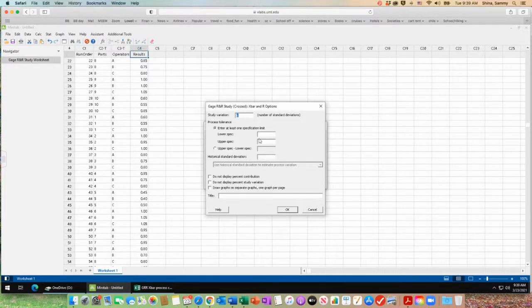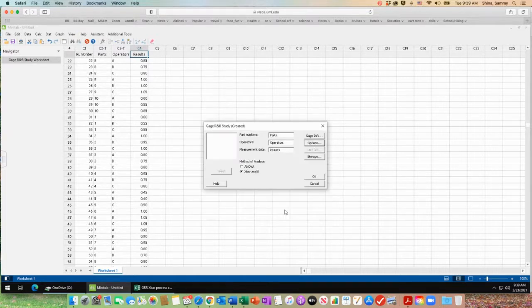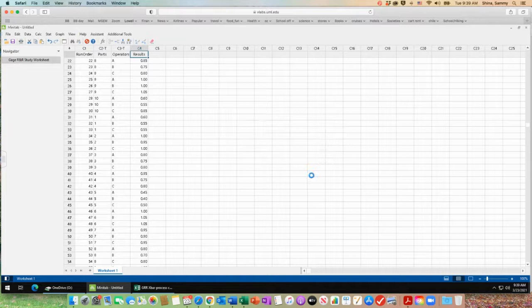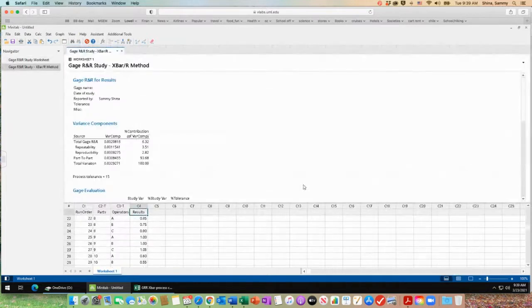Options. You can put in the specs. The way I put this, I can put it as minus 7.5 lower spec, and then 7.5 as the upper spec. That will give you the percentages of your study. Hopefully that will work. I haven't tried it before. And then we're ready to go. There we go. We're ready to go. And it's doing its thing. Then it gives you the output.